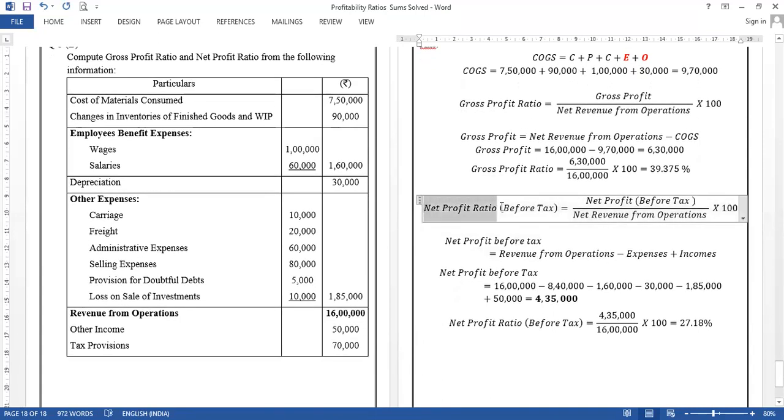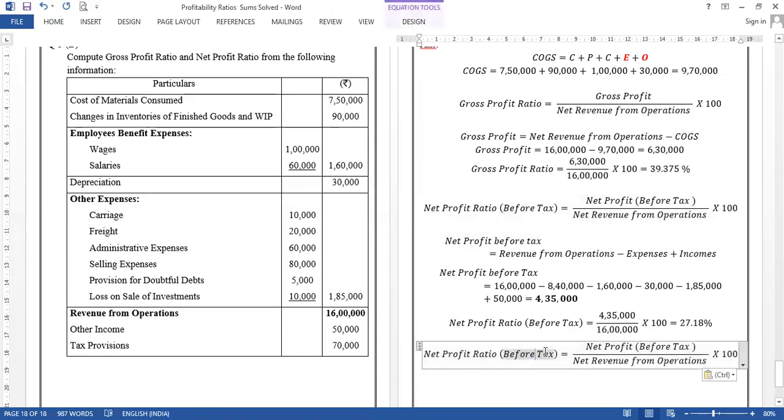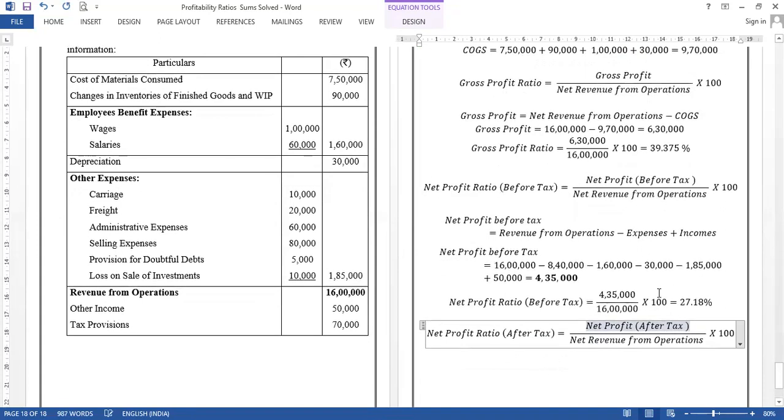Now I need to calculate the net profit ratio after tax. So let us write the formula over here. Net profit ratio after tax, okay, that will be equal to net profit after tax upon net revenue from operations into 100. So what I need to look for is net profit, okay, net profit, and let me write in bracket after tax.